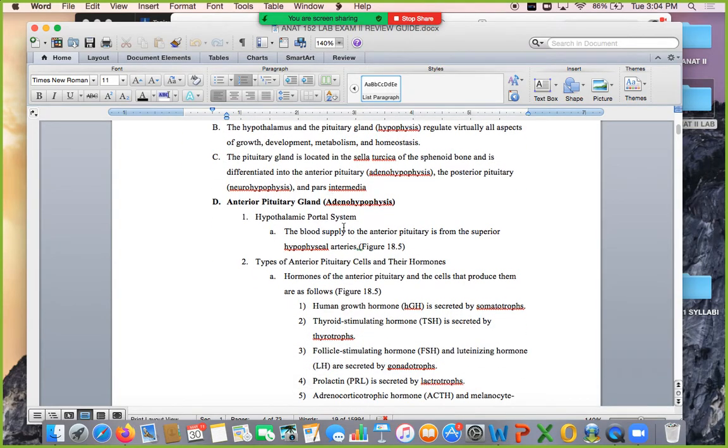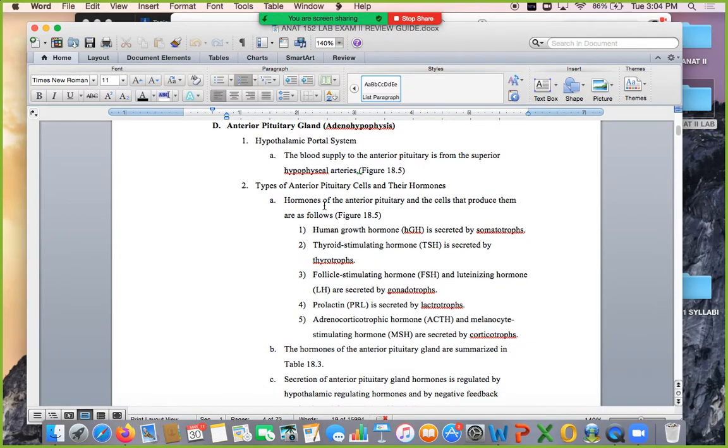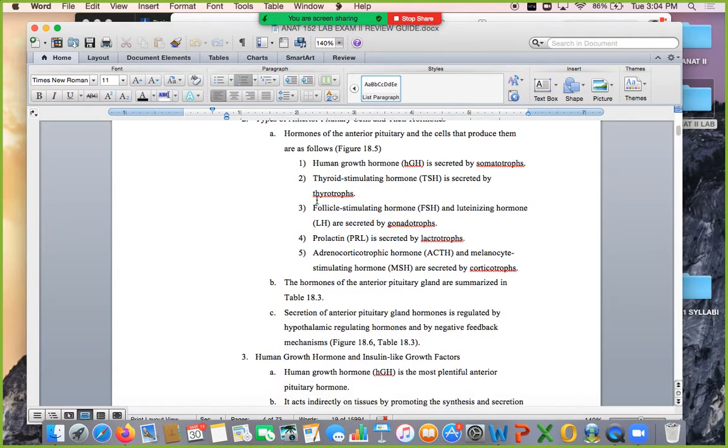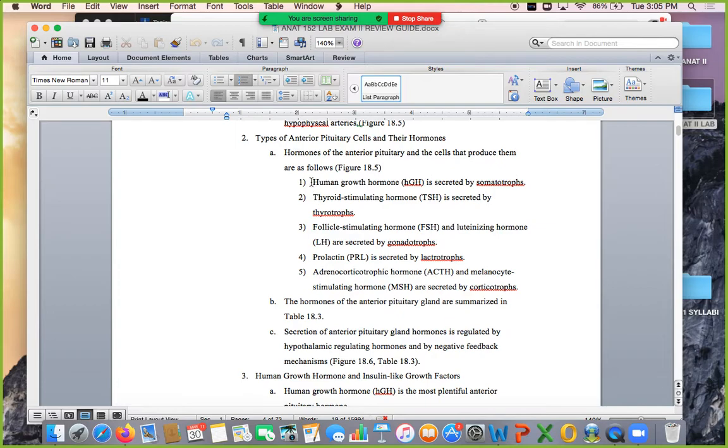I don't ask you where it's paired or where it's found. We do talk about the hypothalamic portal system, which is basically how we're getting blood to the anterior pituitary, coming from the hypophyseal arteries and the hypothalamus. We did also talk about the different types of cells in the anterior pituitary.